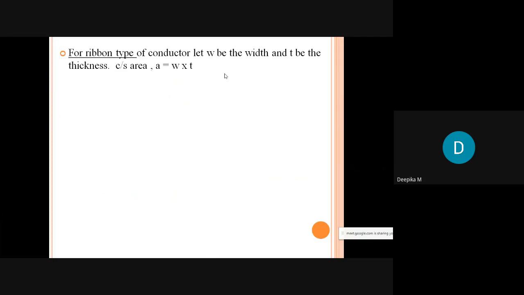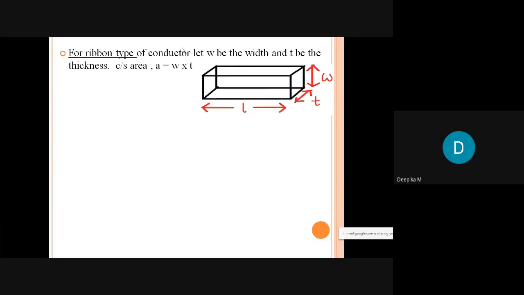A ribbon shaped conductor is actually a rectangle, correct? For a rectangle, area is length into breadth. But here we are taking the cross sectional area, so this is not the area we are keen about. The cross sectional area has the thickness and the width. So we have to take the width and the thickness, and the area is width into thickness.